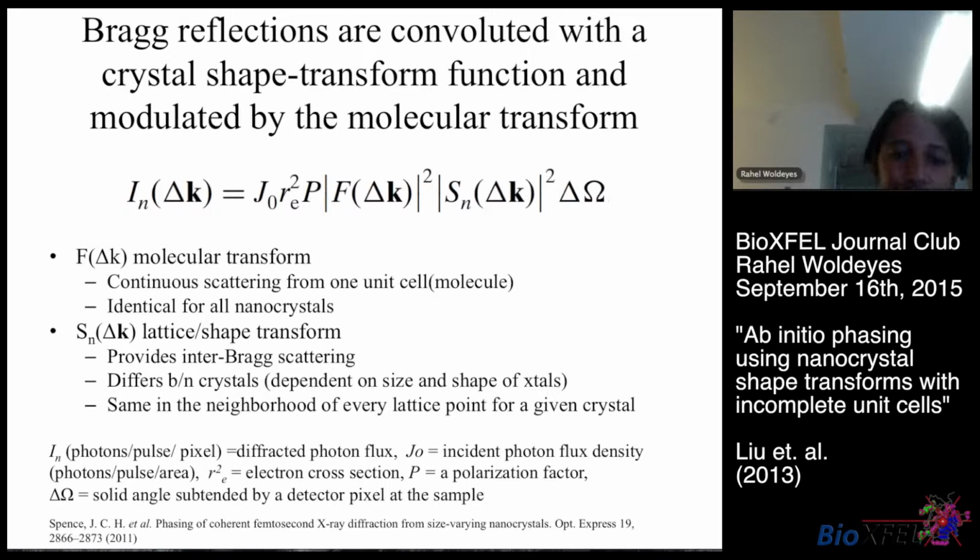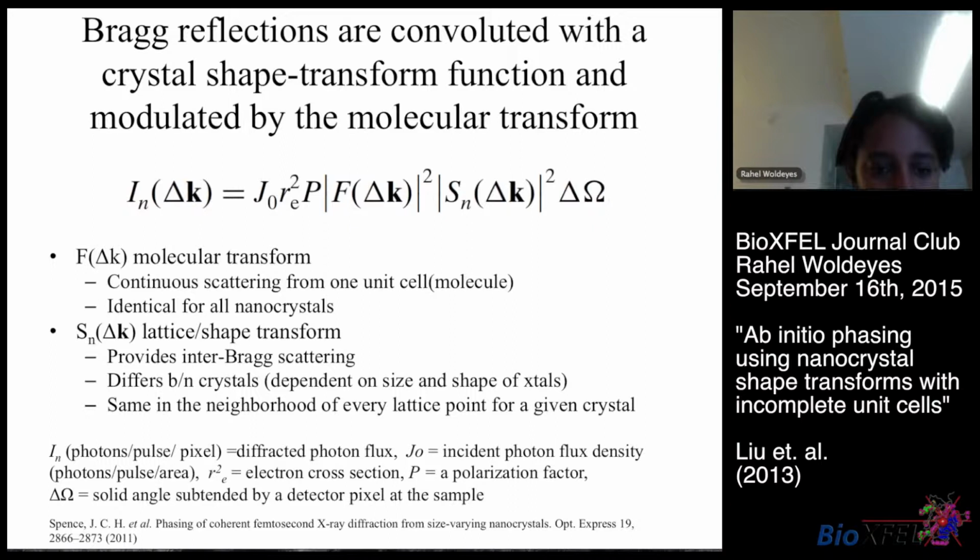Here I'm showing the equation for the diffracted intensity. As you can see, the equation is a function of these two terms, and if we can find a way to demodulate or disentangle these two functions, then we have a solution to the phase problem.